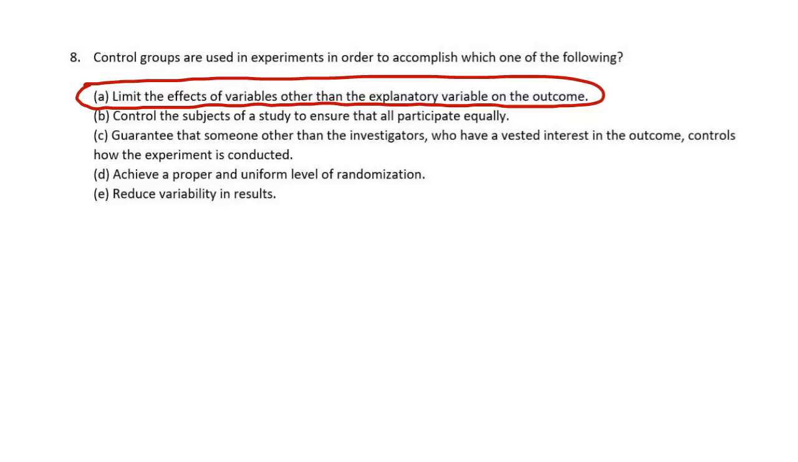Control groups are used to limit the effects of variables other than the explanatory variable on the response variable. What we're looking for here and why we have our control group, if you don't have a control group, you don't have any basis for comparison here. Maybe it's due to the thing that you're testing, but if you're only testing different levels and you don't have that control group there that doesn't get the active ingredient, then it's possible that it could be due to some other variable that you haven't taken into consideration.